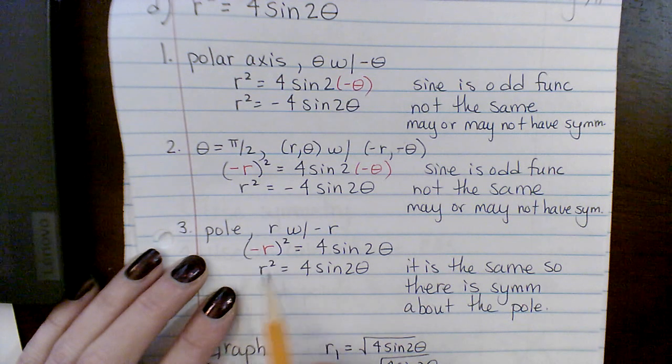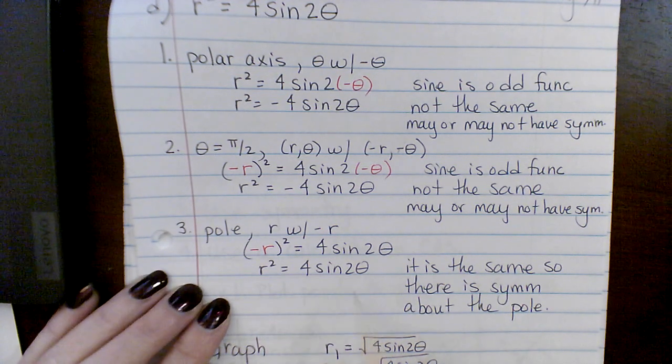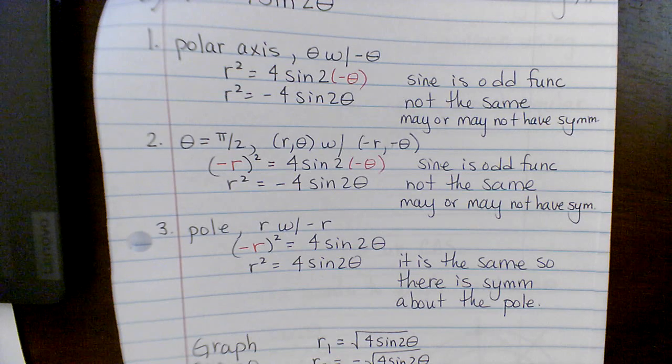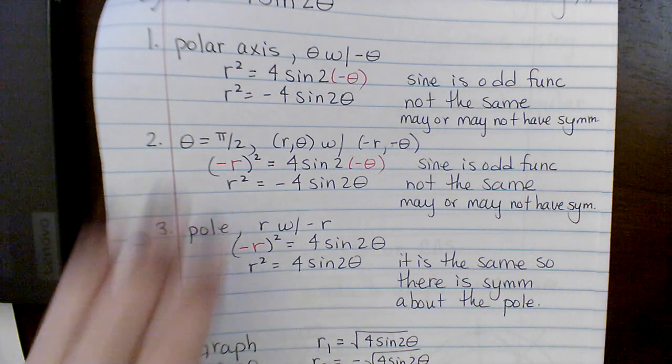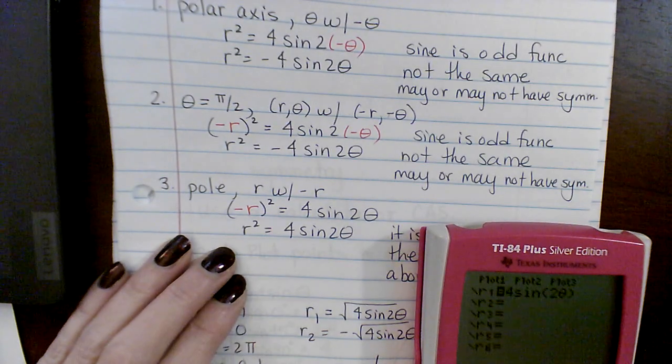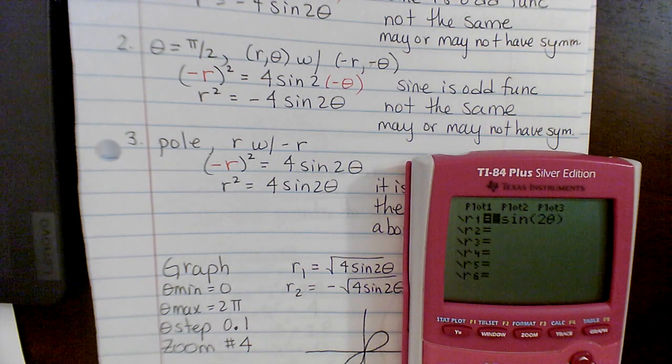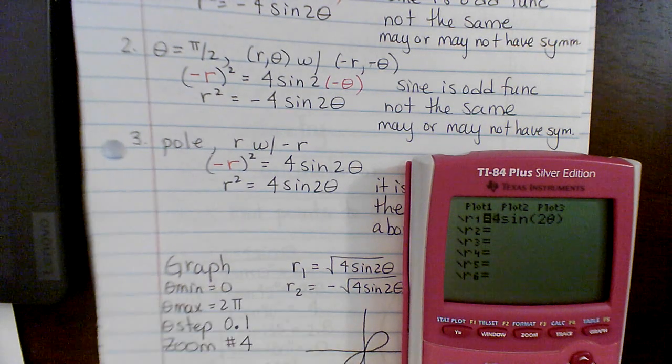The pole, okay, let's replace r with negative r. Because this is squared, it's going to be r squared, so it is the same. So we get that there is definitely symmetry about the pole. Remember, that's like the origin. Now, how are we going to graph this with that r squared in there? Well, the calculator, if you hit the y equals button, has an r equals. So here's what we're going to have to do. We're going to have to just take the square root of it.